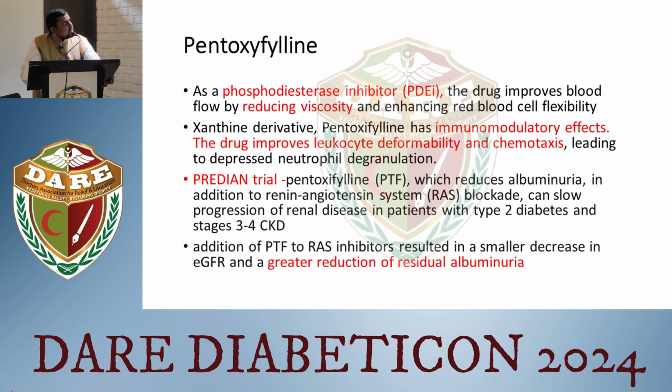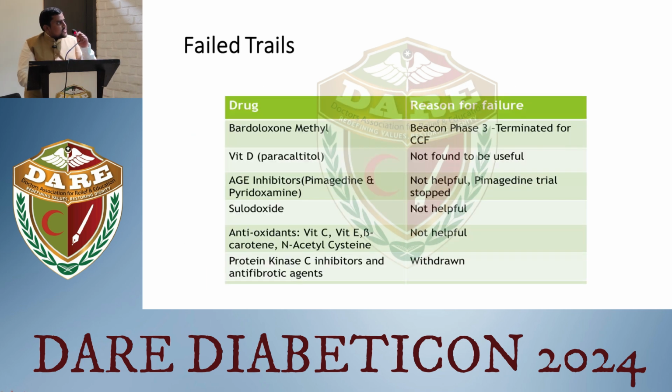Pentoxifylline is another upcoming drug which is in the PREDIAN trial. Still, it is an ongoing trial. Whatever primary outcomes have come so far, it has shown a significant decrease in GFR decline, with a greater reduction in the microalbuminuria. A few other drugs are still in the making and have not reached the penultimate trials.